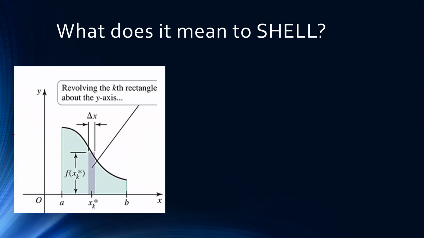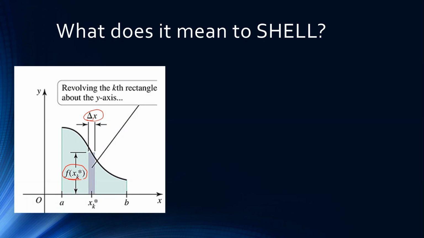Suppose you consider just one rectangular slice in that region. Then the height would be f of x, and the thickness is delta x, that one particular rectangular slice. Now, what you're going to do is rotate, or revolve, that rectangular piece about the y-axis, as if you did with the whole entire solid. But now just think about just one slice of it.